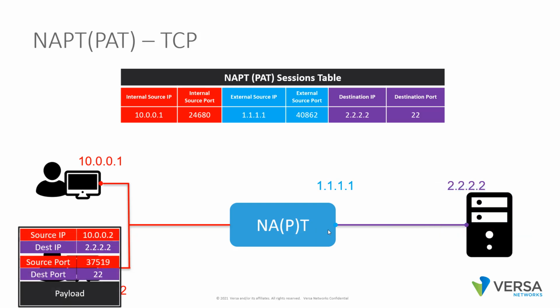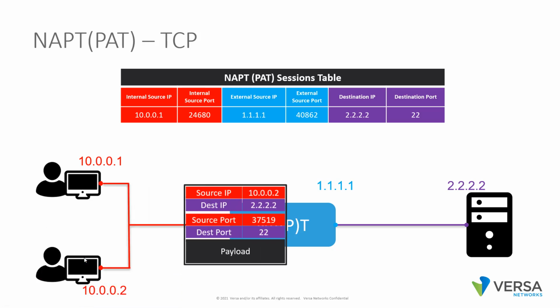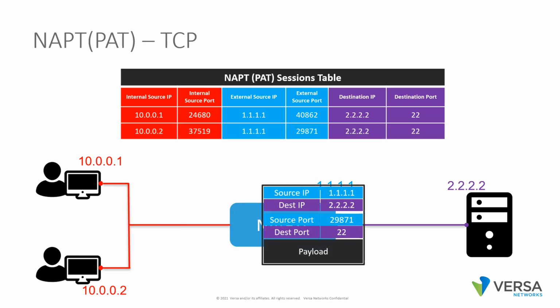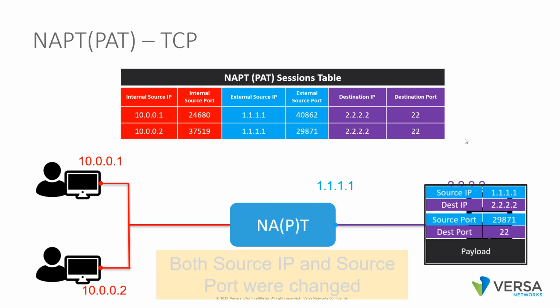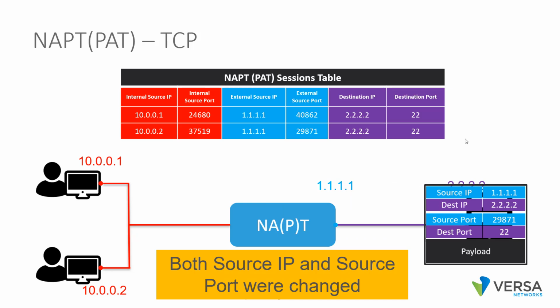Now, at the same time, if a second device from the local network also tries to establish a connection to the outside world, to the external server, in this case from 10.0.0.2 to 2.2.2.2, destination port 22, but the source port might be slightly different. When this packet reaches the NAT, again the translation will happen, and again we will find a newly generated source port on the NAT device from which the system will originate the connection. So look at this, both source IP and source port were changed. This is how the TCP translation on a regular network address port translation device works.